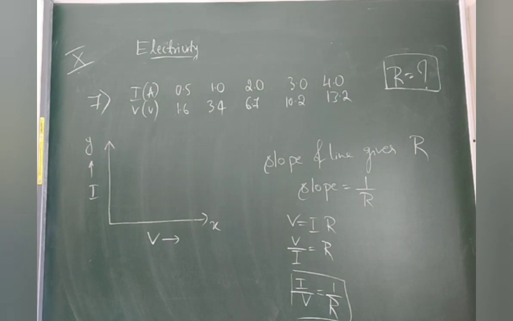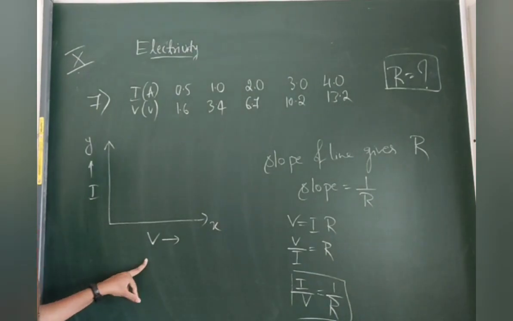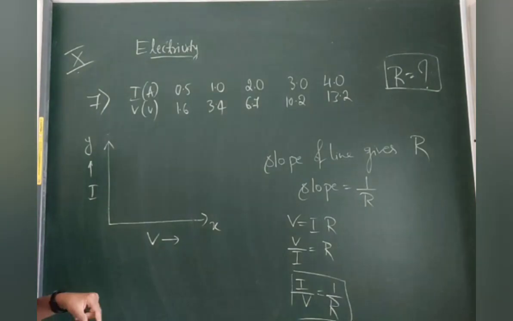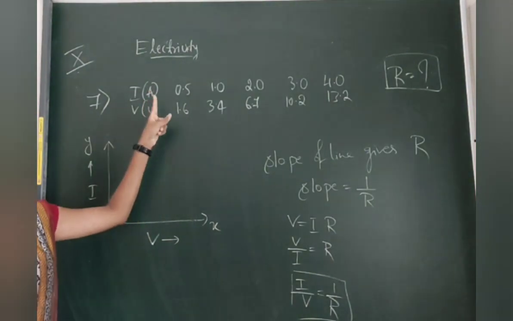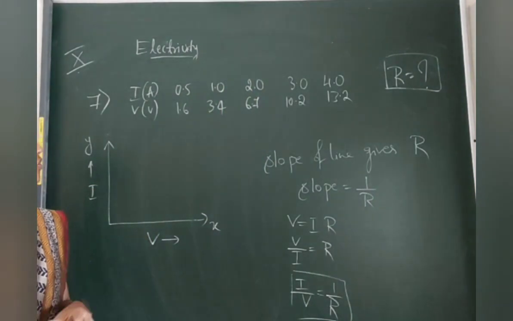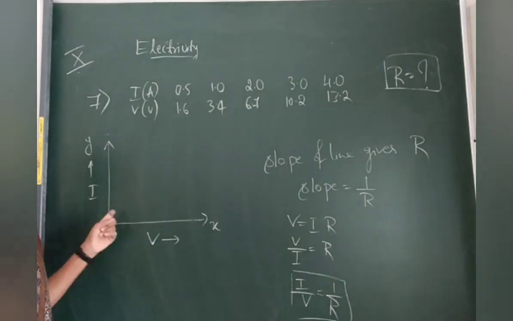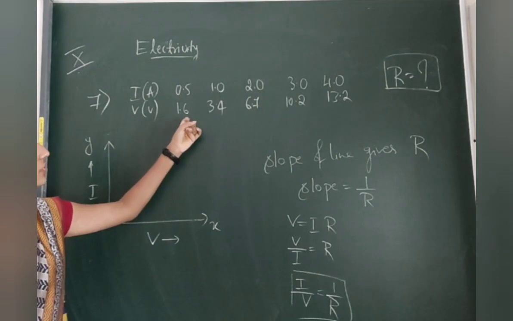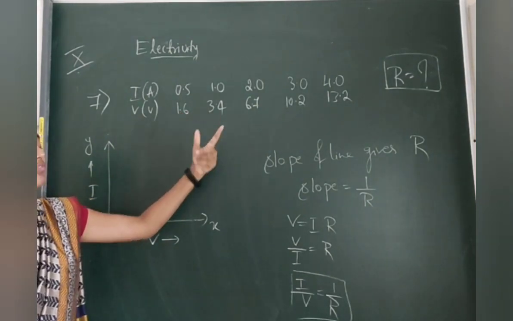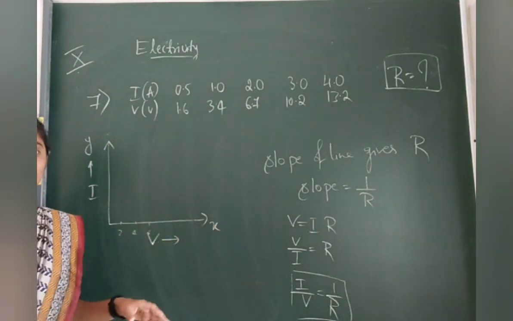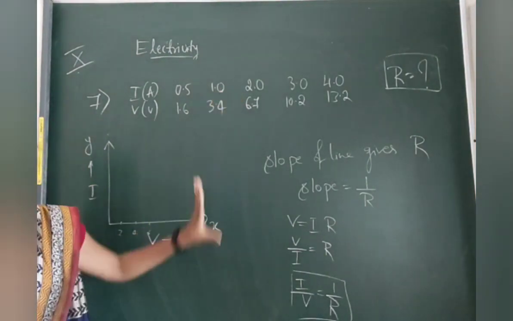So usually the changing variable should be taken on the x-axis. So here we are taking potential difference on the x-axis, and on the y-axis we are taking the current value. So look at the values. Current we have from 0.5 to 4. So if you want, just take it as 1, 2, 3. Units and all you need to adjust. Potential difference we have from 1.6, 3.4. You can take it as 2, 4, 6, etc. So just adjust the scale based on the values.